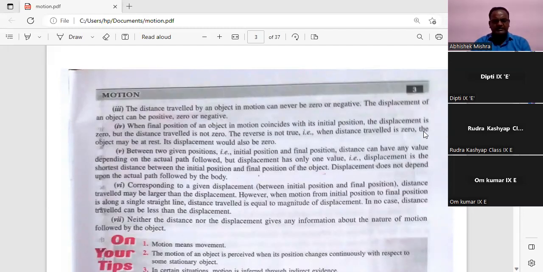Is it clear now to all? Acha, Dipti, is your doubt clear now? When it will be zero, when it will be positive, and when it will be negative? Yes, sir. Now clear. Okay.